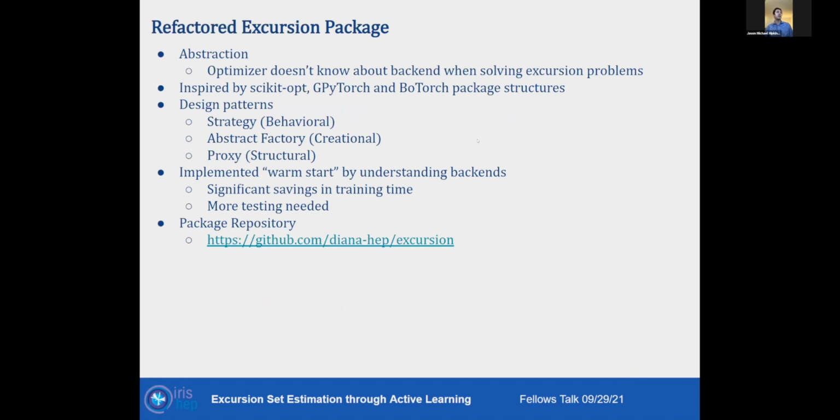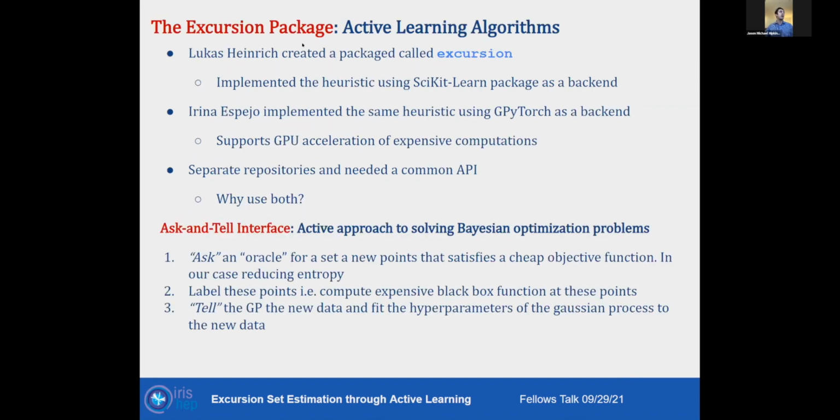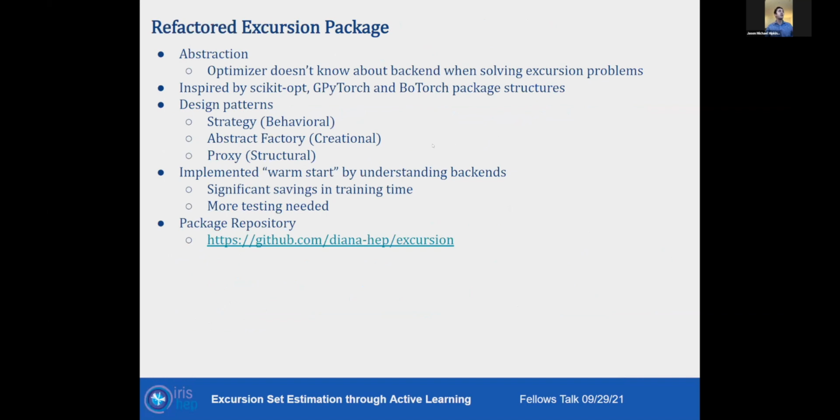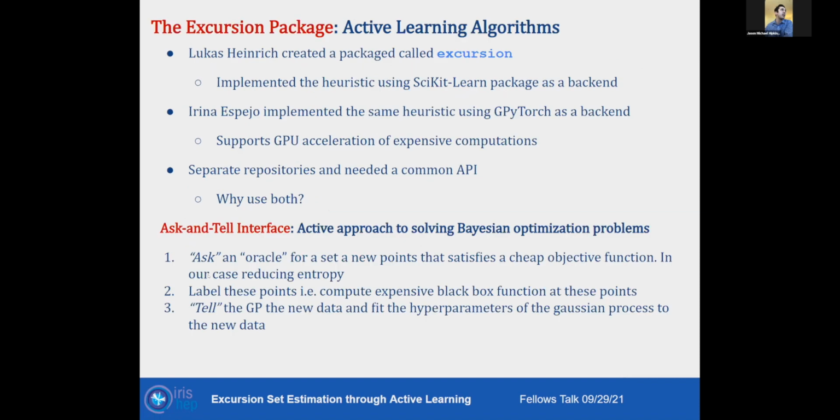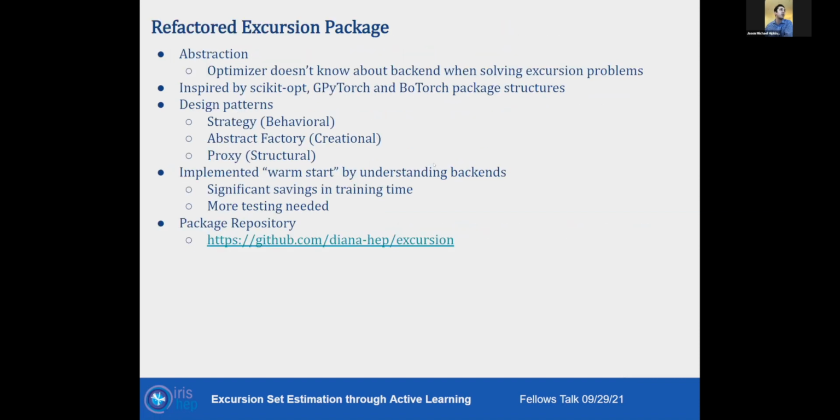What I did with this package is I refactored the two backends and created a new package that is extensible not only to scikit-learn and GPyTorch, but also in the future BoTorch, which is a package that is specifically useful for solving Bayesian optimization problems, something we're using a lot of in our active learning heuristic. So the way that I solved this was through abstraction.